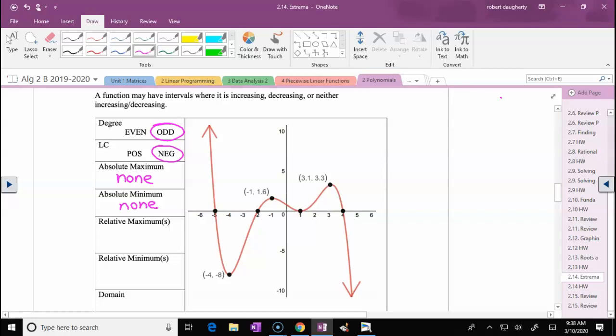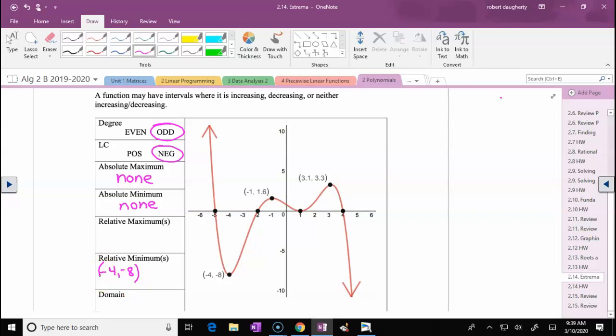Okay, so now if there are no absolute max or mins, any other max or min, instead of being absolute, has to be relative. So what is this? This is a what? Relative min. So there's a relative min at -4, -8. And then what is this point right here? That's a what?